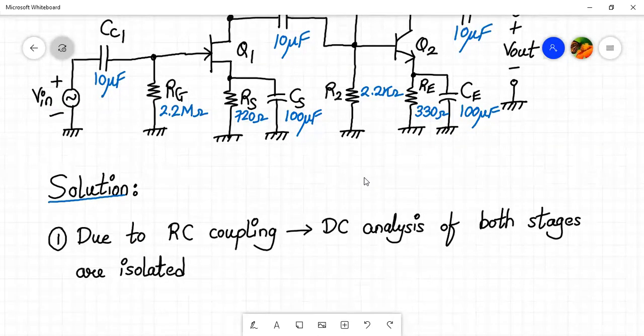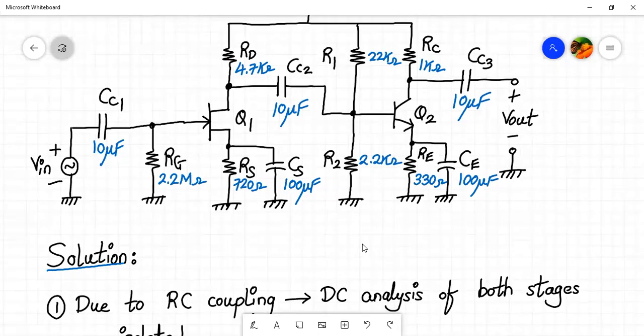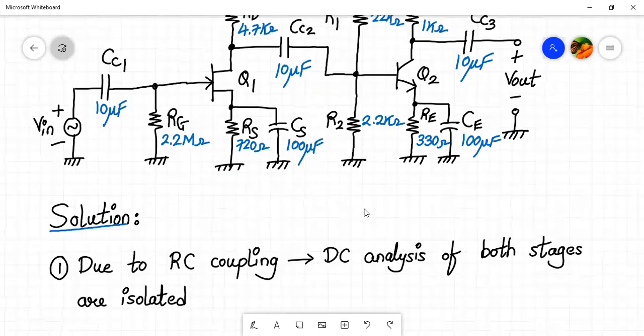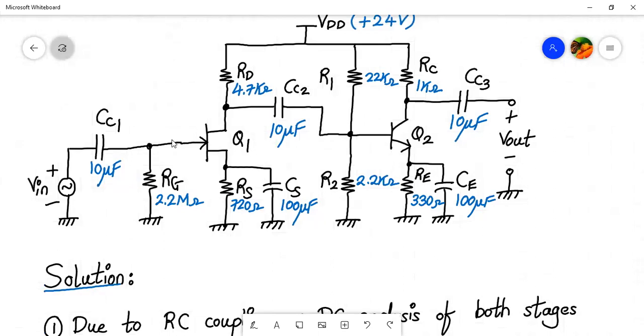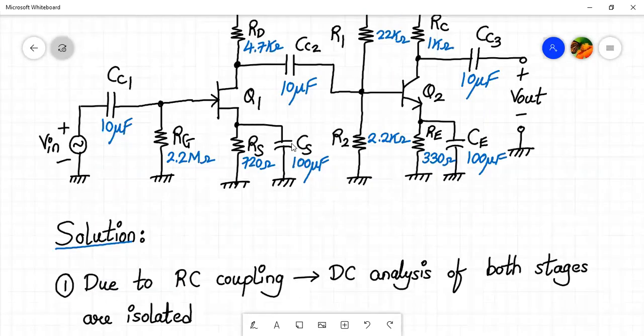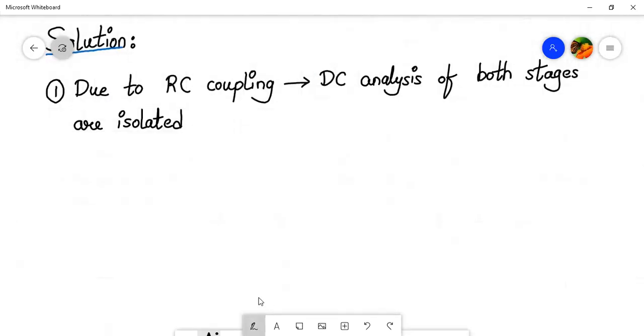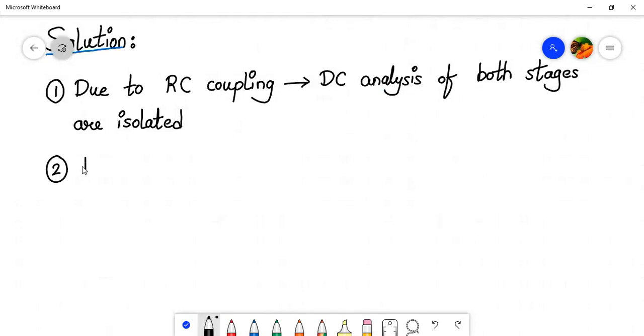So the first point is that due to RC coupling, the DC analysis of both the stages are isolated. That means we can independently calculate the DC Q point of the first stage and the second stage. So let us exactly do that and start with the DC analysis for JFET. Let me write it down. So the second point is DC analysis for JFET.